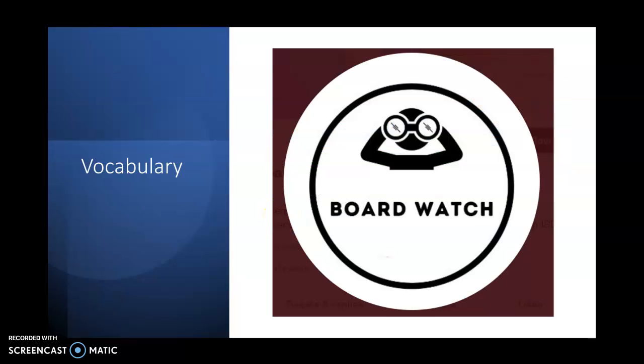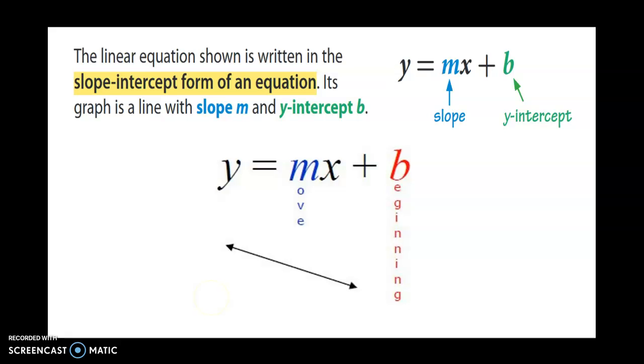So here we go. Here's our vocab. So when you see an equation, that b at the end, which is our y-intercept, that's where you start. It's the beginning. It's our very first point that you do. Then y equals mx. The m is our slope, and that tells you which directions to go.